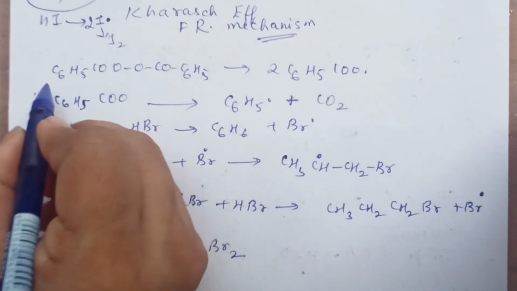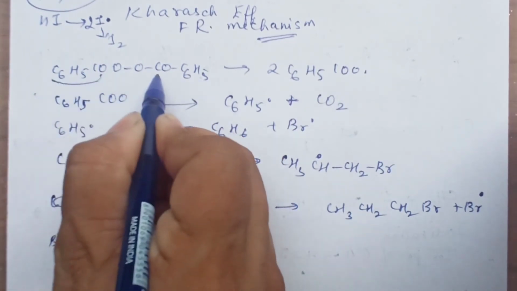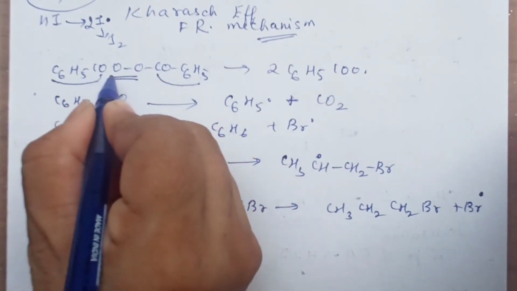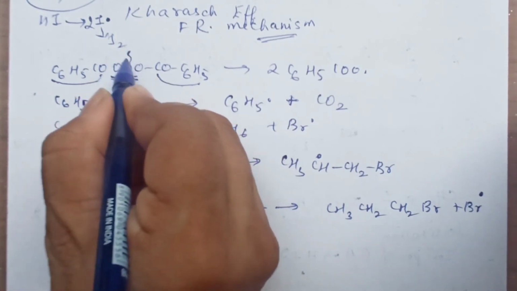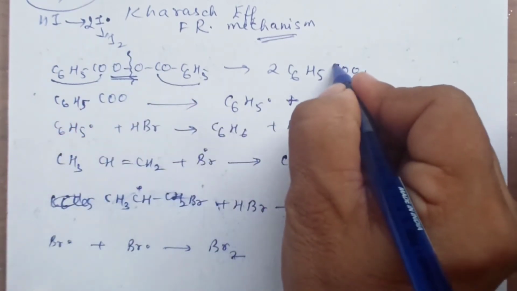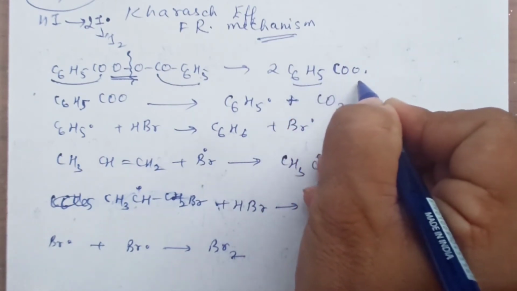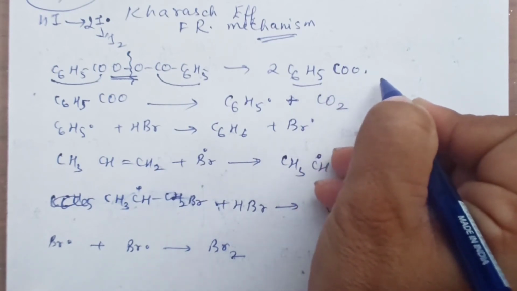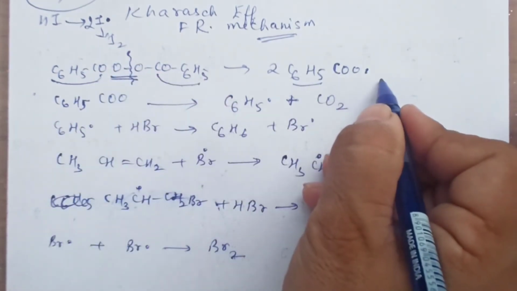Now we'll see the steps. This is benzoyl peroxide. C6H5CO group is benzoyl. This is peroxide. So this undergoes homolytic fission. It will result in the formation of the C6H5COO group. It has formed the free radical. By homolytic fission, you get a free radical.